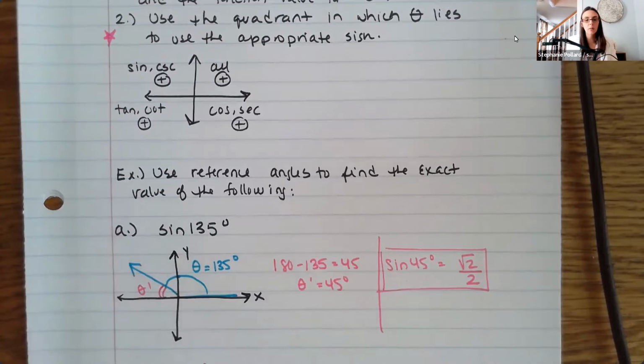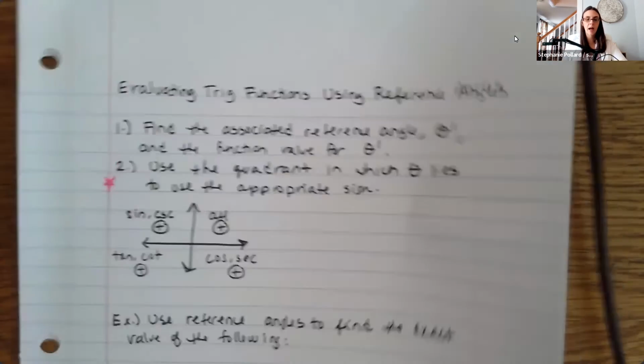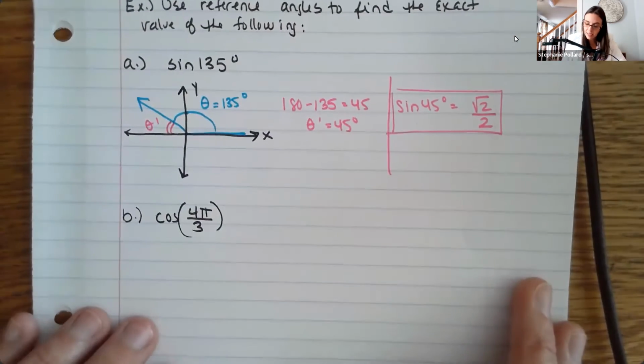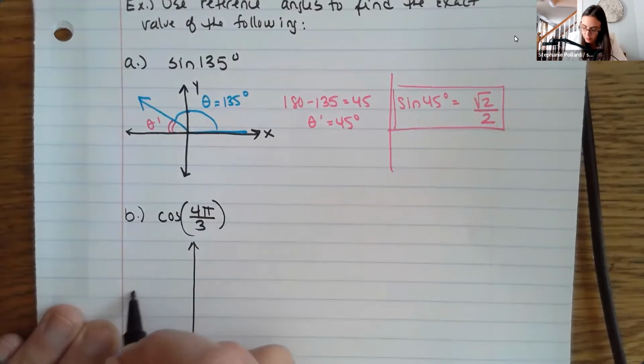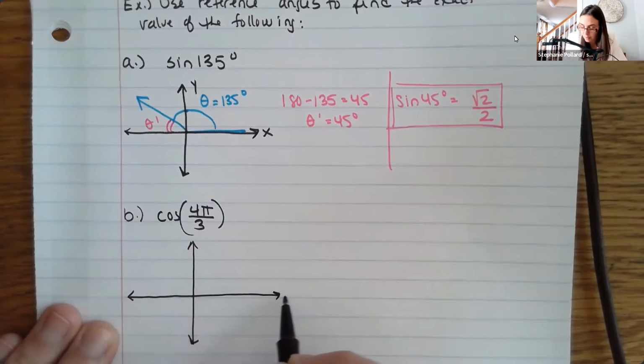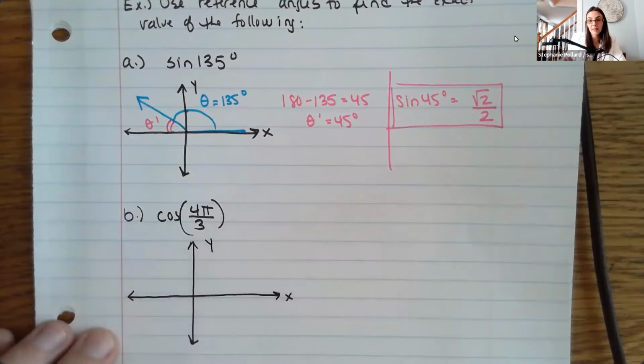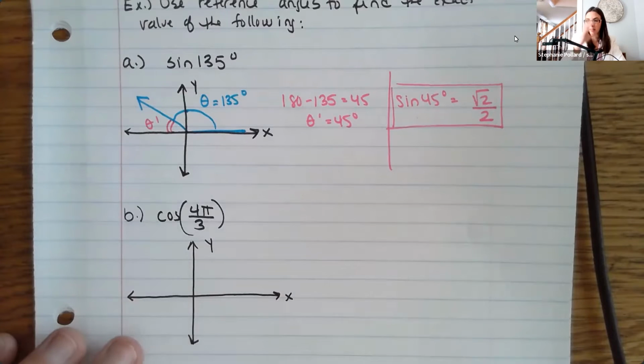Okay, let's do another one. We'll do cosine of 4 pi over 3. And again, for these, I won't lie, I'm actually not a super visual person. I tend to like steps and things like that better, but for this stuff, I really need to see it. I need to know where it is in those quadrants. So I do draw the picture and I highly recommend it.